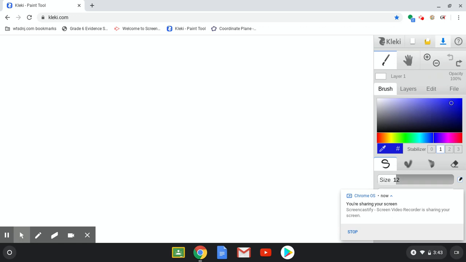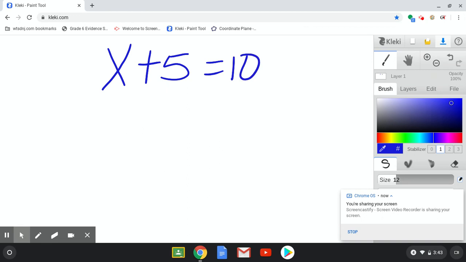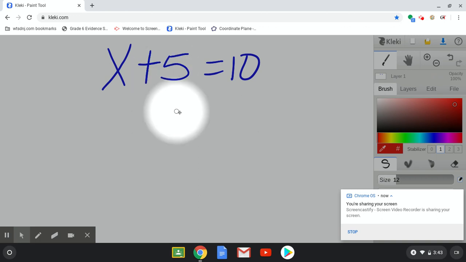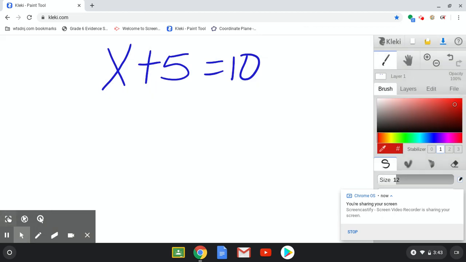So if I have the problem x plus 5 is equal to 10, our goal is always to get the variable by itself. Right now, it is an addition problem, so we have to remember to do the opposite operation to get rid of this plus 5. So we are going to subtract 5 on both sides to get our variable by itself. So let's go ahead and do that.